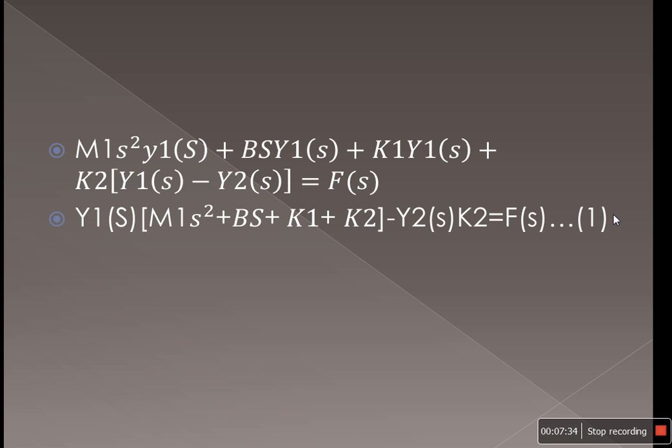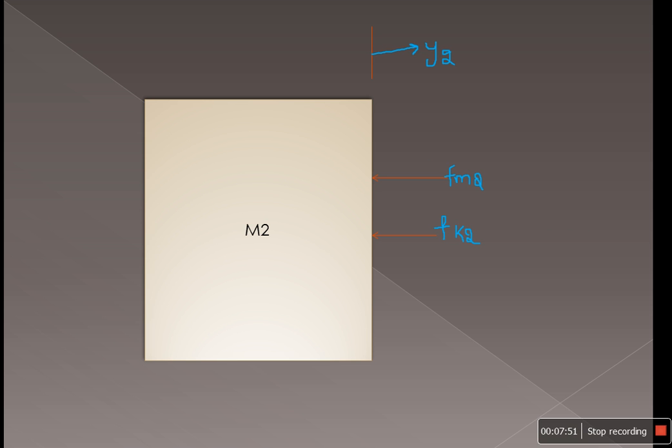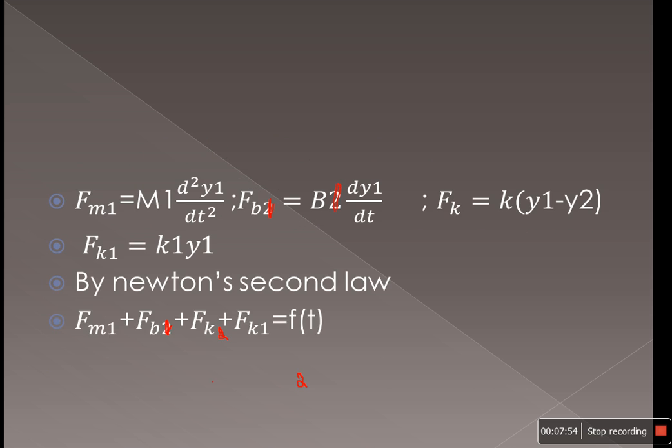Up to now, we drew the free body diagram of the mass m1 and wrote what the applied forces and the opposing forces are. After that, we equated the sum of opposing forces to the sum of applied forces. Now we are drawing the free body diagram of M2.